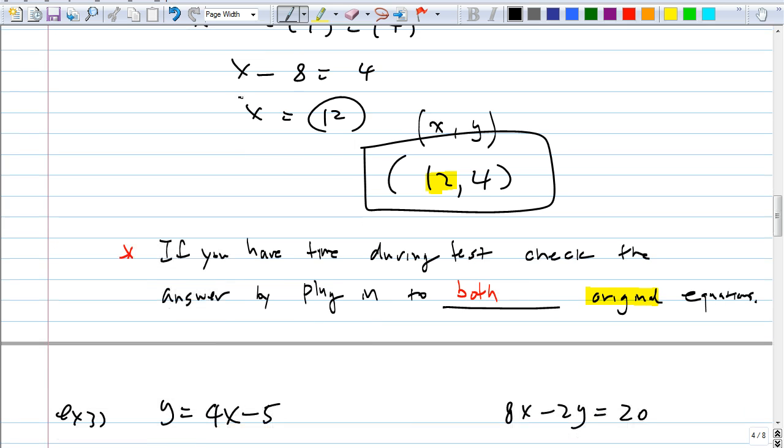Okay, now you're ready for this one. Go ahead. Example 3: y equals 4x minus 5, and 8x minus 2y equals 20. See if you can solve the system using the substitution method. Okay, go ahead.